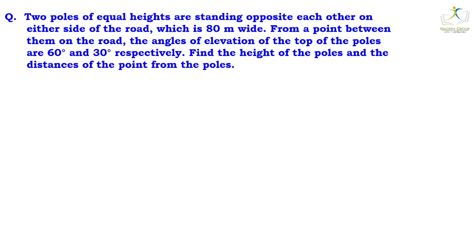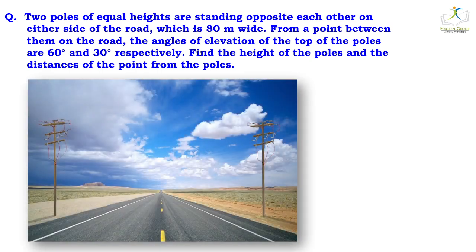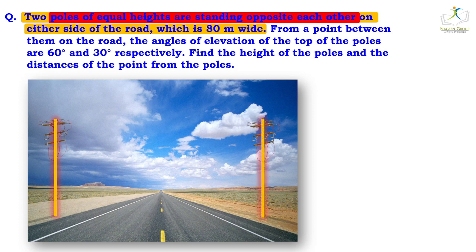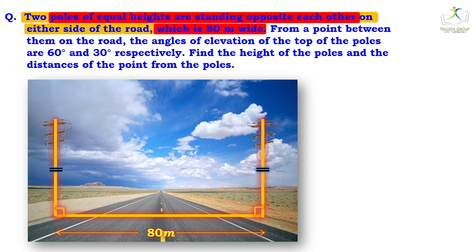Now next question in front of you: two poles of equal height. हमें क्या गिवन है, दो पोल गिवन है, जिनकी हाइट क्या है, हमें गिवन है कि वो इक्वल है, right? These are the two poles, they are of equal height. They are on either side of the road which is 80 meter wide, right? These are two poles, road that is 80 meter, from a point between them on the road. It's not written here that it is the mid of it. Mid में given नहीं है, right, तो आपको ध्यान रखना है.